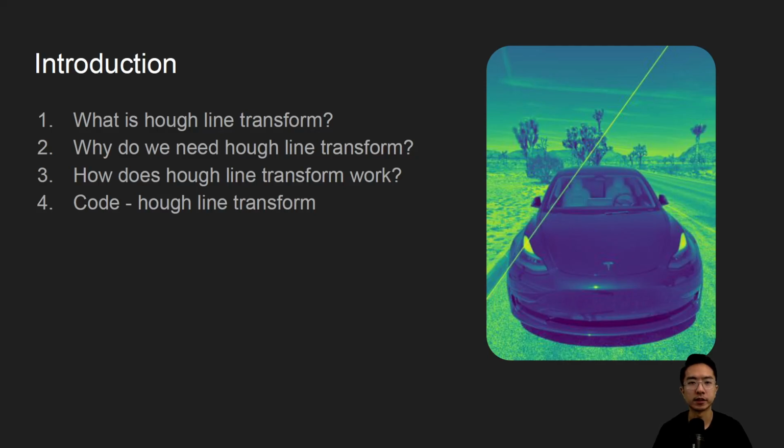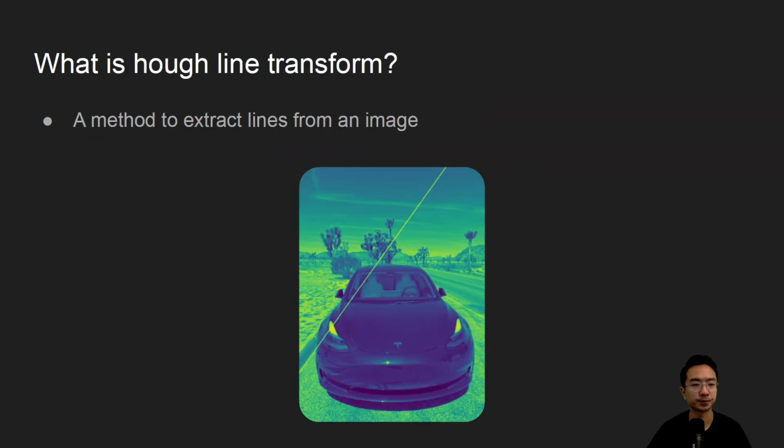All right, in this video, we're going to talk about the Hough line transform in OpenCV using Python. So we'll start off by saying what it is, why we need it, how it works, and jump straight into a coding example. By the end of this video, we'll see how we can get this line identified in this picture on the right.